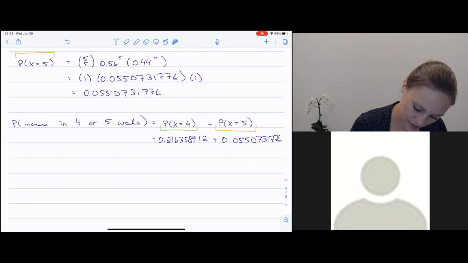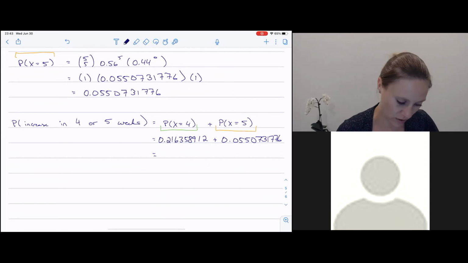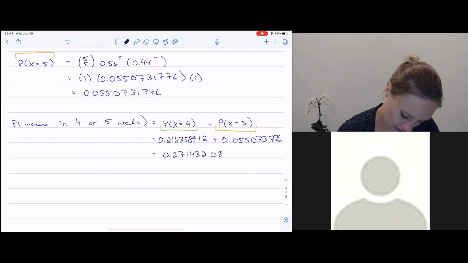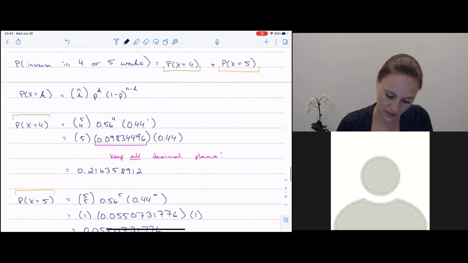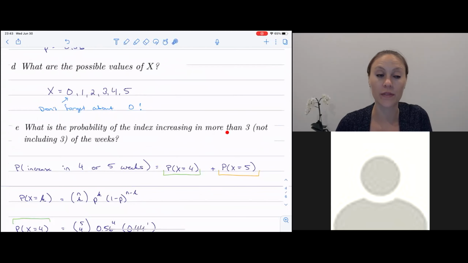So if I add those together, and I'm only going to do these because I didn't store it, plus 0.216358912. So there's a chance I entered it incorrectly, but just go with it. 0.271432086. That's the probability of an increase in either 4 or the 5 weeks, or as I phrased it, more than 3 weeks, right? Not including 3 weeks. The more than 3 weeks, it can be a little bit tricky to know if you should include 3 or not. So that's why I often specify.